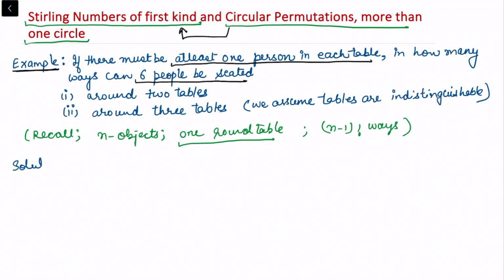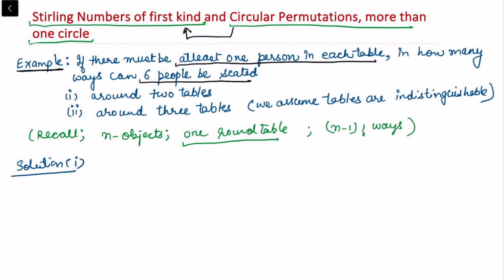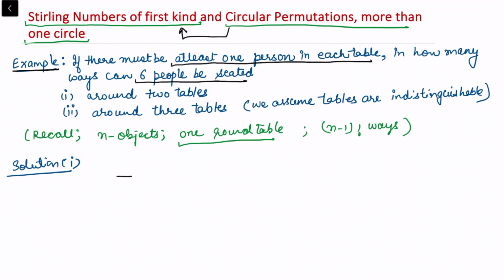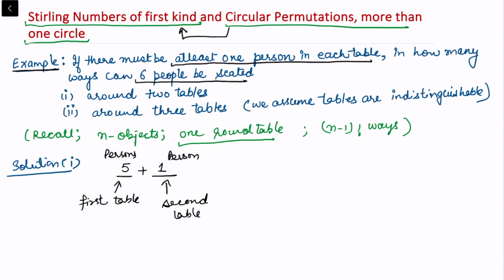While looking at the solution, let's look at the first part. The condition is that there are 2 tables. So let's consider this: there are 2 tables, so I'm just placing them as 2 positions, and the condition is that on each table at least one person has to be there. For the first case, we can have a sub case like 5 people sitting on the first table and 1 sitting on the second table. So this is one of the possibilities we can think of, and let's say these are 5 persons and one person.